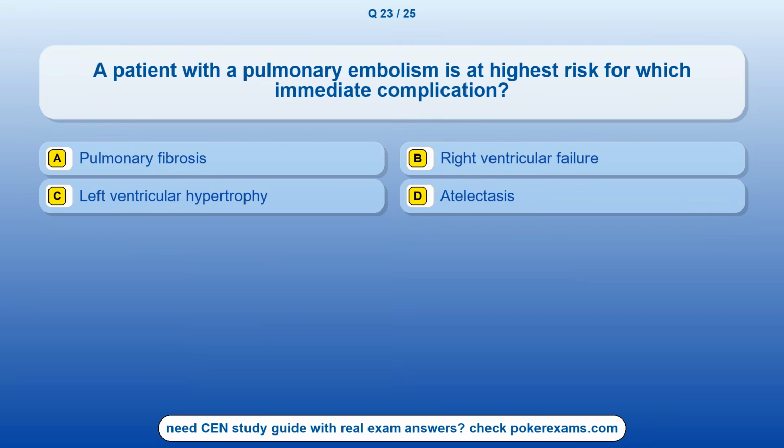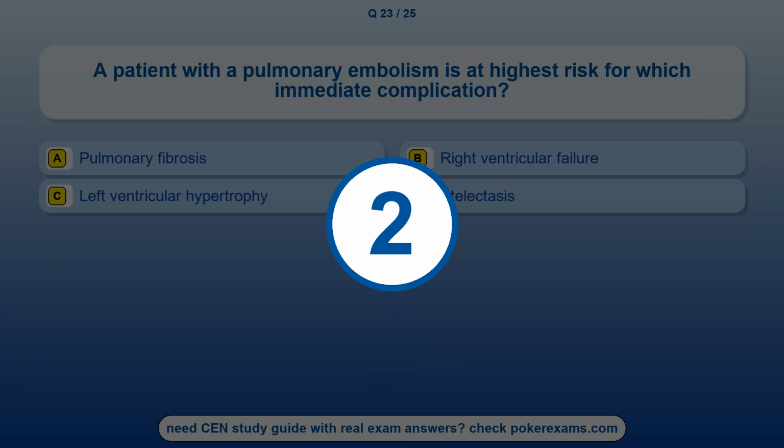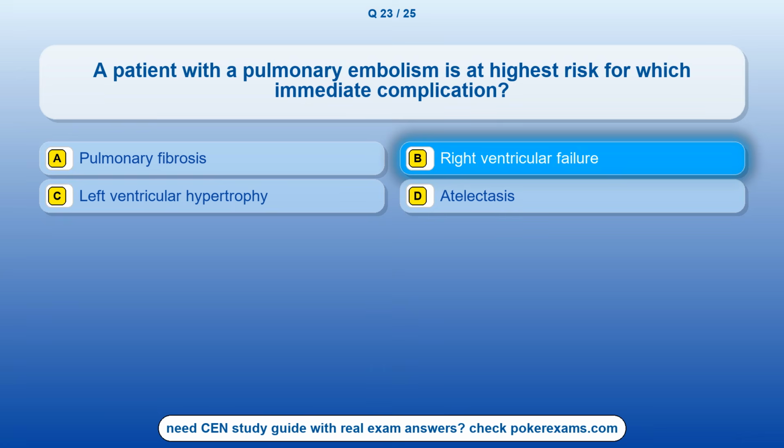Question 23. A patient with a pulmonary embolism is at highest risk for which immediate complication? Option A, pulmonary fibrosis. Option B, right ventricular failure. Option C, left ventricular hypertrophy. Option D, atelectasis. The correct answer is option B, right ventricular failure.